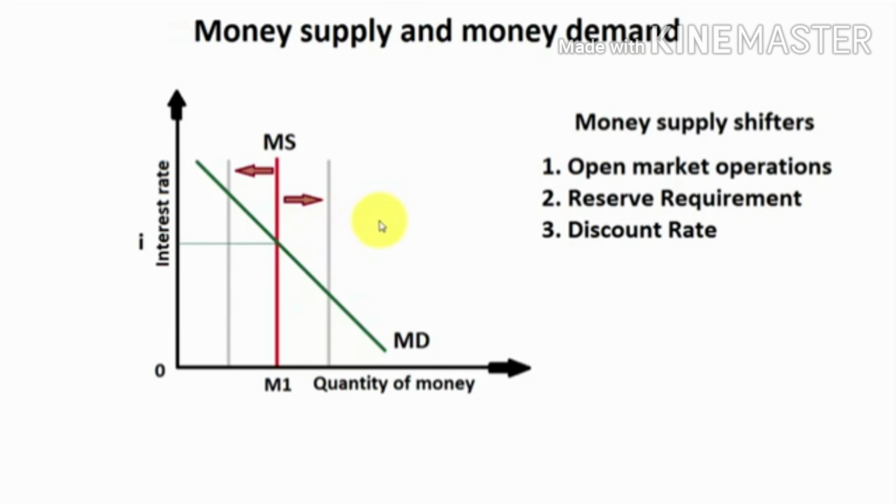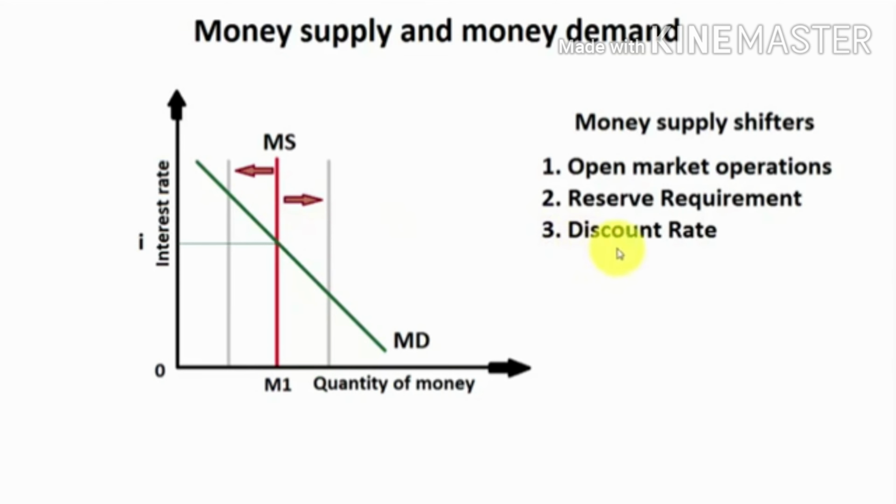And if central banks want to decrease the money supply, they will sell bonds and securities. And the second reason, the reserve requirements: the central bank makes a law in which commercial banks are bound to keep some percentage of money as reserve in their banks. If the central bank says keep more money in your bank as a reserve, there will be a leftward shift in the money supply. But if they say keep less money in your banks as a reserve, there will be a rightward shift, which means there will be more money supply in the market.